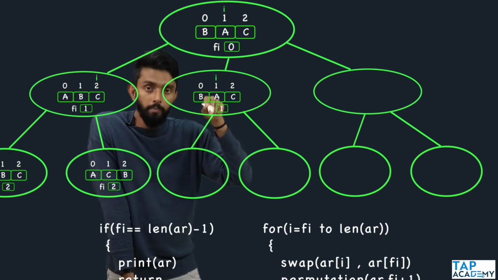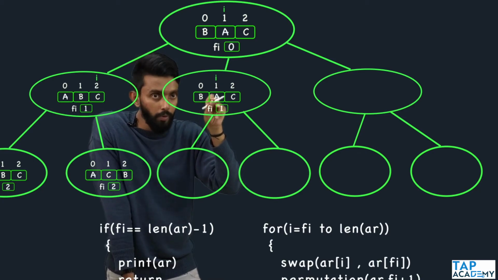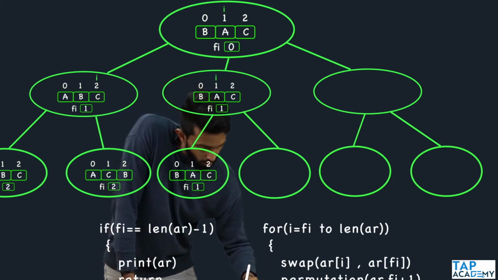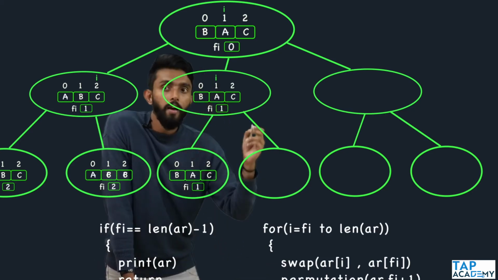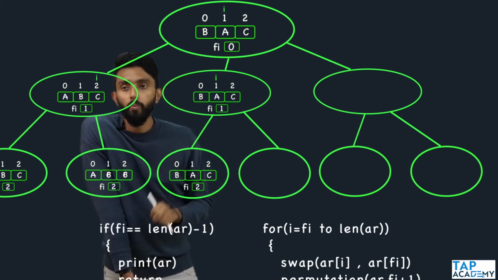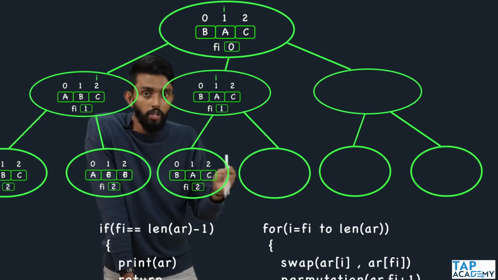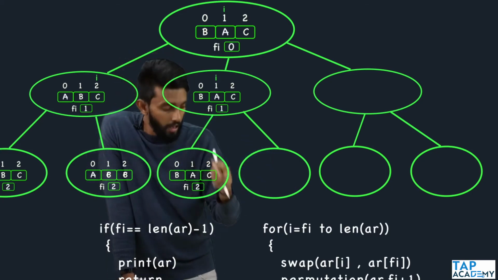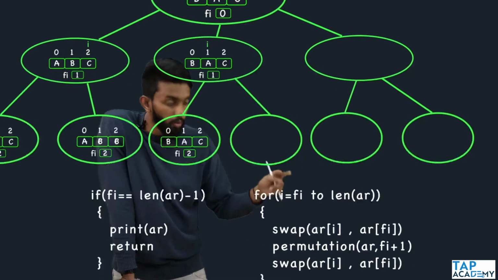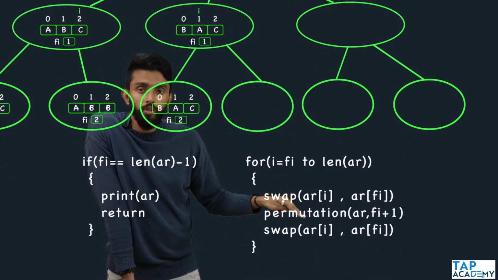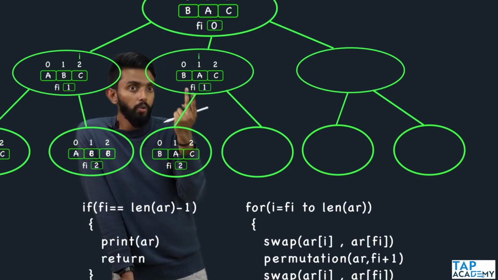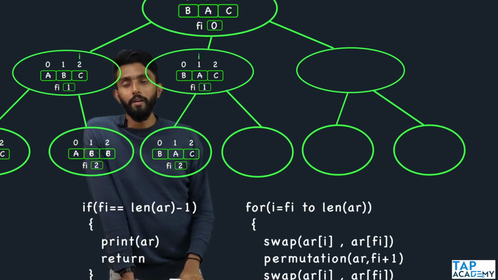First time you will perform swap operation with 1 and 1, nothing will happen. So nothing will happen, and then you will recursively call it, which means this is also going to be BAC. fi value will be incremented and sent, it will become 2. Any confusion? Yes, you have hit base condition, you will print it. Now you will come back. Once you return, you have to undo the swapping. If you undo the swapping, obviously it will ultimately remain the same itself. Any confusion till here?